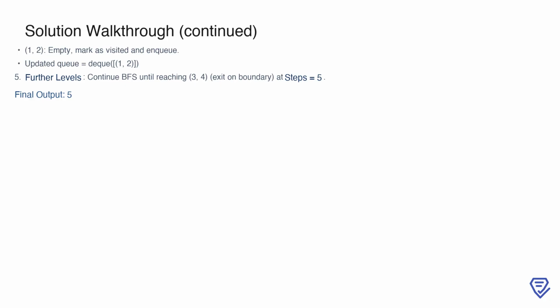Eventually, we reach the exit at 3, 4, which is located on the boundary of the maze. At this point, the total number of steps taken to reach the exit is 5. Therefore, the algorithm returns 5 as the output for this example. This demonstrates how BFS systematically explores all possible paths to find the nearest exit in the shortest number of steps.